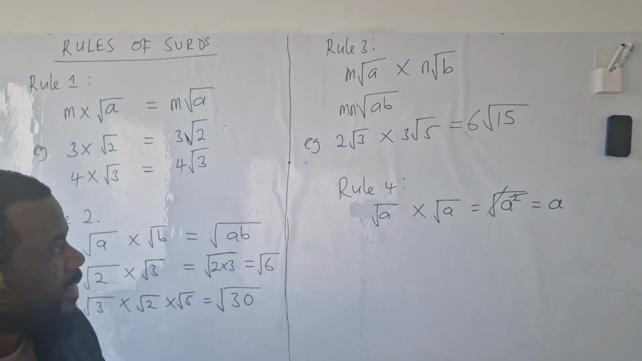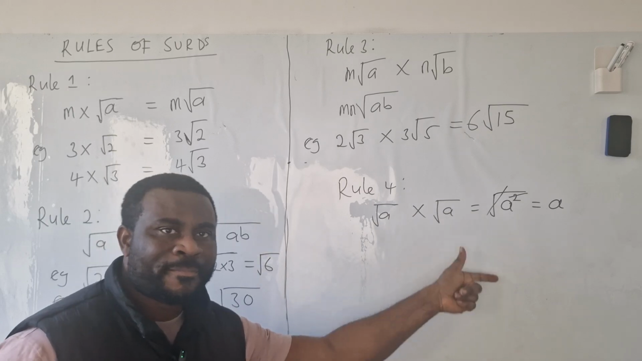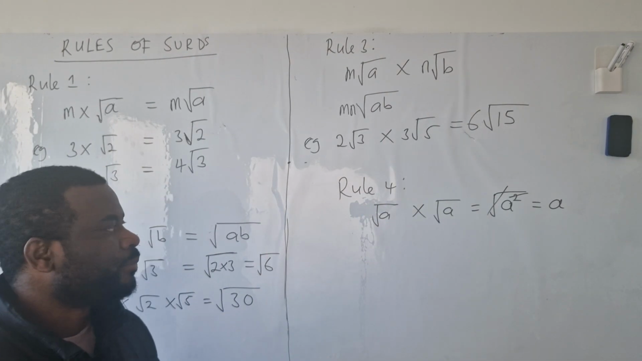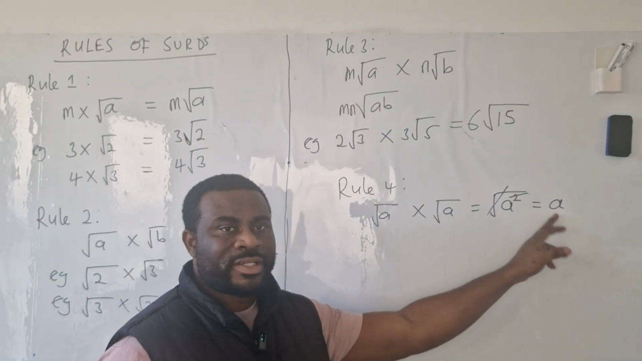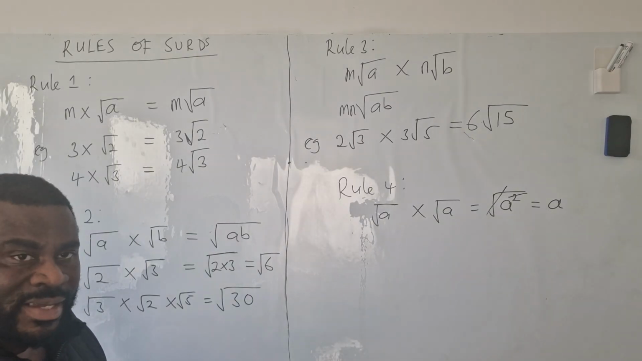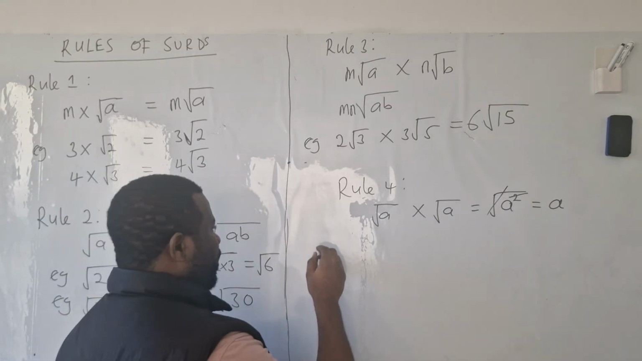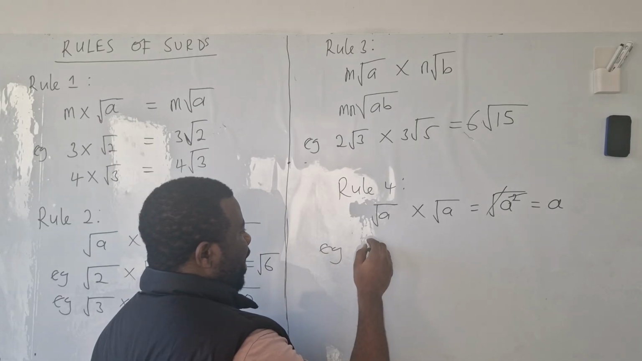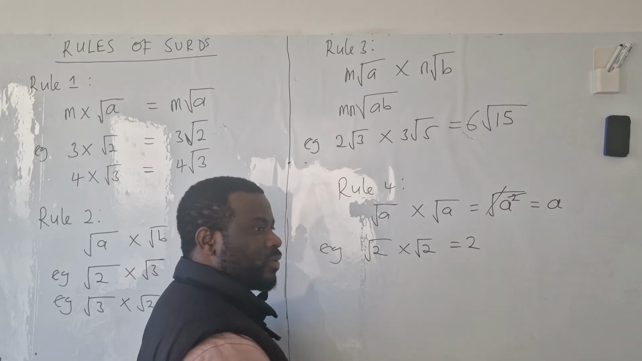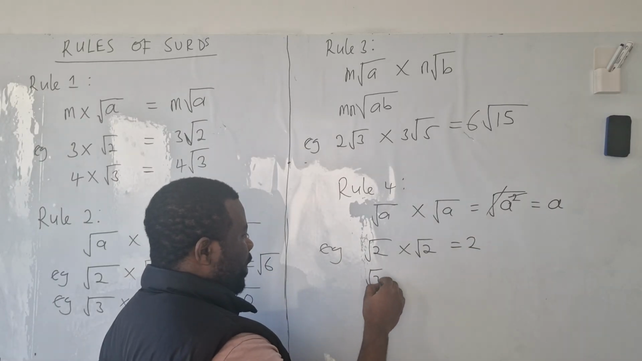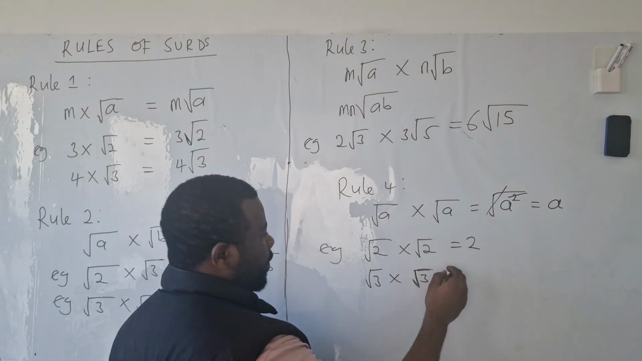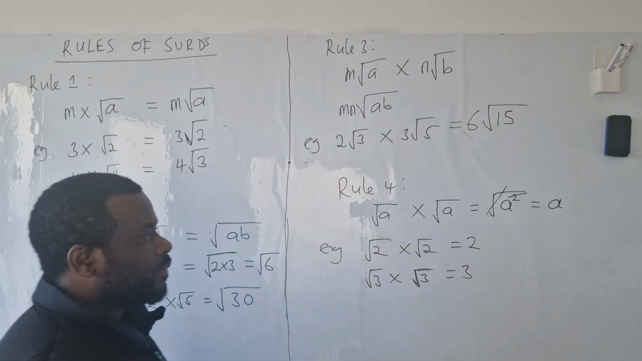So this implies that anytime we multiply like surds together, in this form, the answer is always equal to one of the numbers under the root. Example, if I have root 2 times root 2, the answer is equal to 2. If I have root 3 times root 3, these are like surds because numbers under the root are the same. The answer should give me 3.